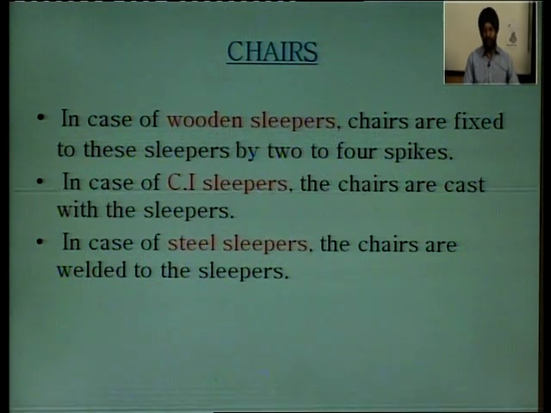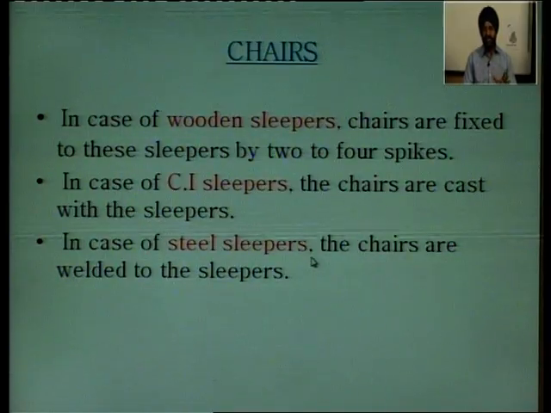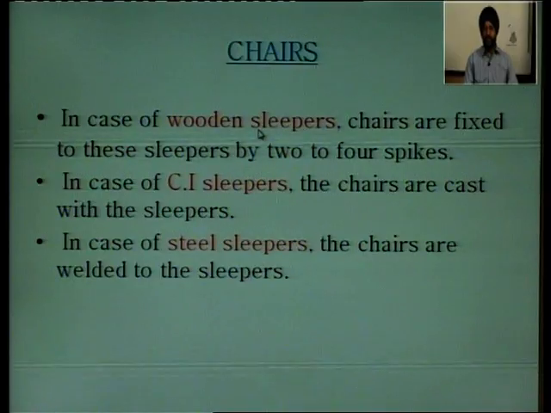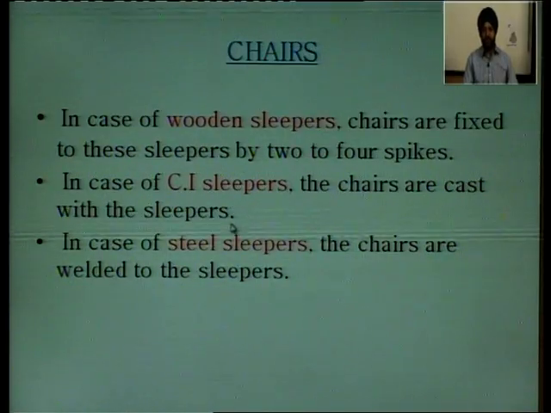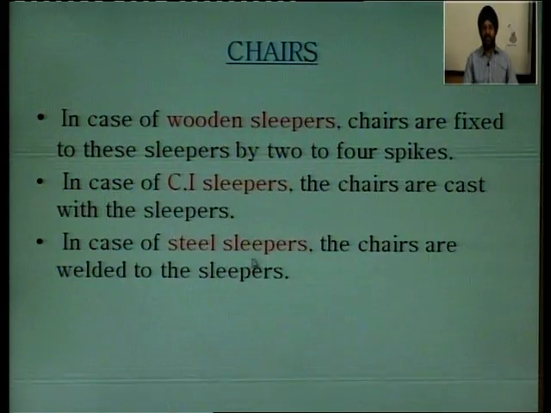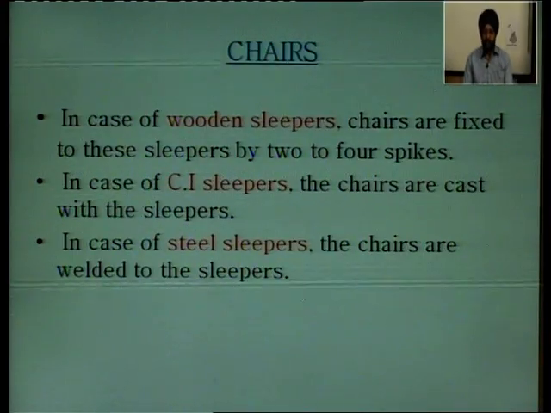Now you can see in all three cases, we have three different styles. In the case of wooden sleepers, we fix chairs with the help of spikes. In the case of cast iron sleepers, the chairs are cast with the sleepers, whereas in the case of steel sleepers, they are welded to the sleepers. So we have three different types of attachments for the chairs.